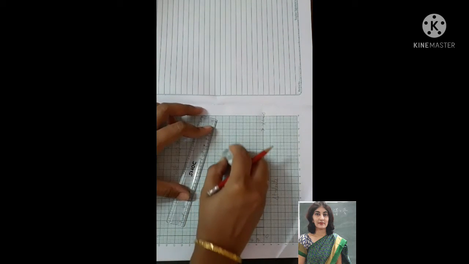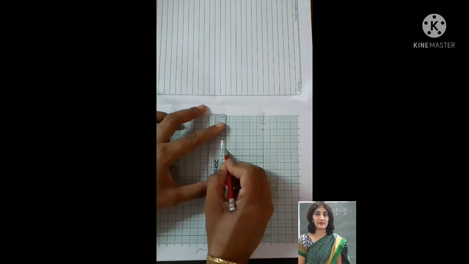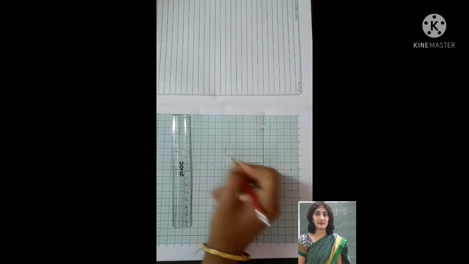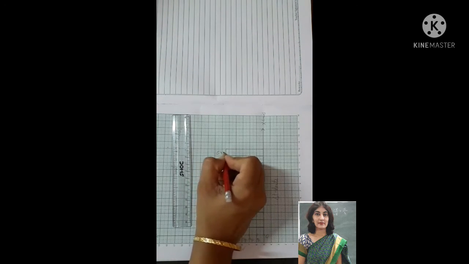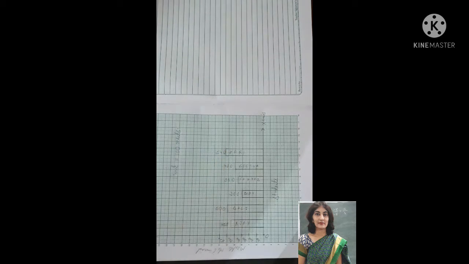See, my line was not sharp, so I am drawing it again. It should be very neat and clean. So this is 540 and the name of the child is Hari. So this way we can obtain a bar graph using the proper scale.